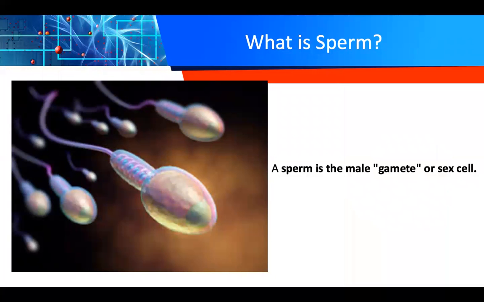So what is a sperm? Sperm is a male gamete or sex cell. The production of sperm cells begins during the teenage years. Each sperm cell has a head that contains chromosomes. It has a long whip-like tail.